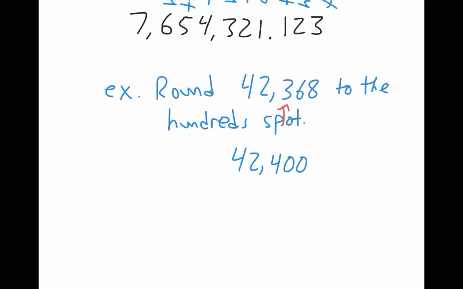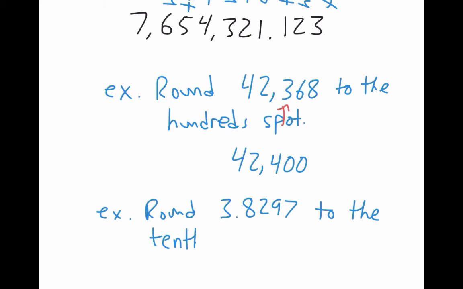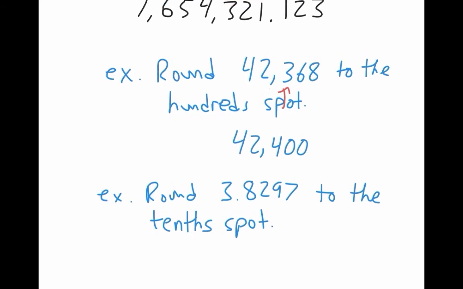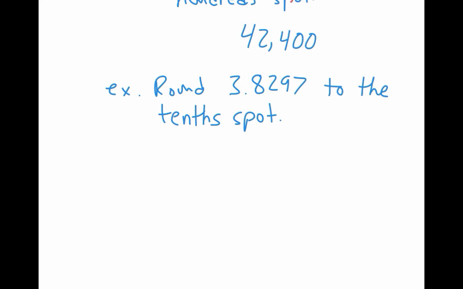Yep. If we do one example on the other side, we'll say round 3.8297 to the tenths spot. So now we're looking at the 8, but that first decimal point was the tenths. So now we look at the 8 and say, do we leave it at 8, make it a 9? Leave it an 8, because you look at the 2, and the 2 is lower than 5, so lower than, what was the phrase?